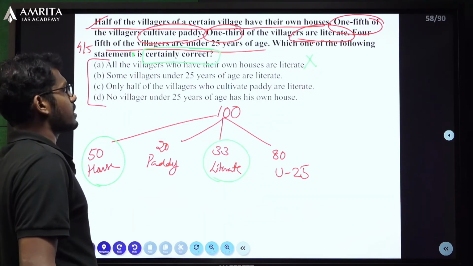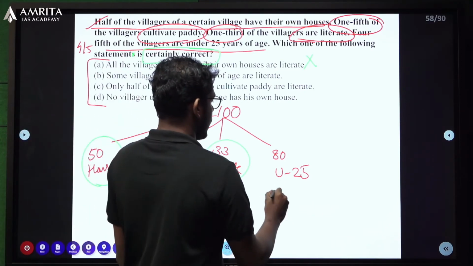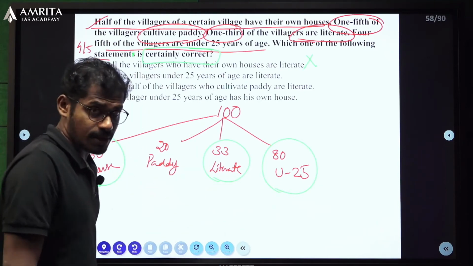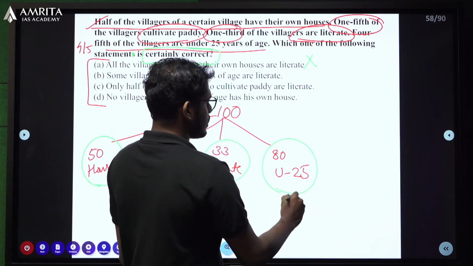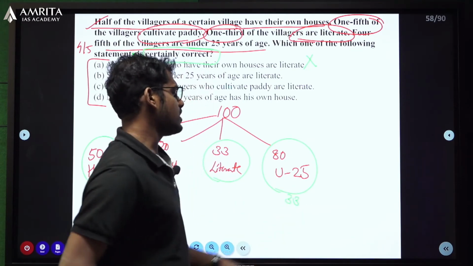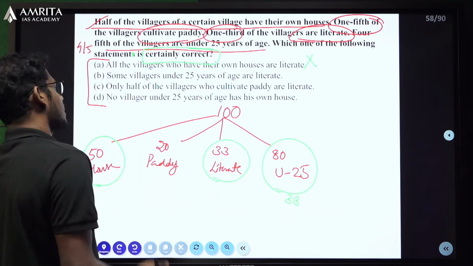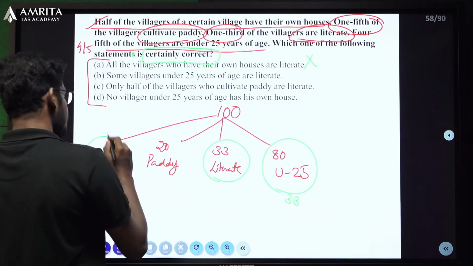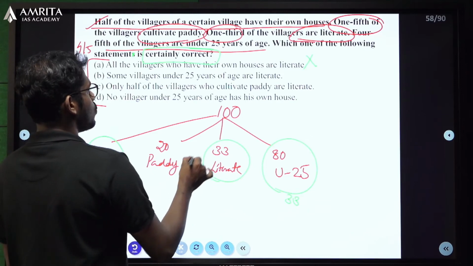Some villagers under 25 years of age are literate. Yes, it is possible, because out of the 80, there can be 33 villagers who are literate. Yes, possible. So, let's reserve that. Moving to the third one, only half of the villagers who cultivate paddy are literate.